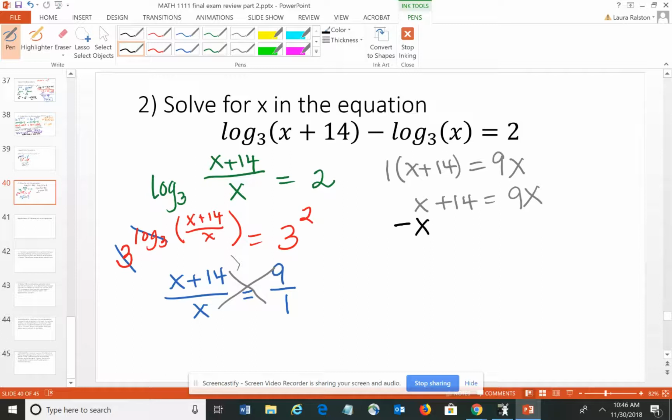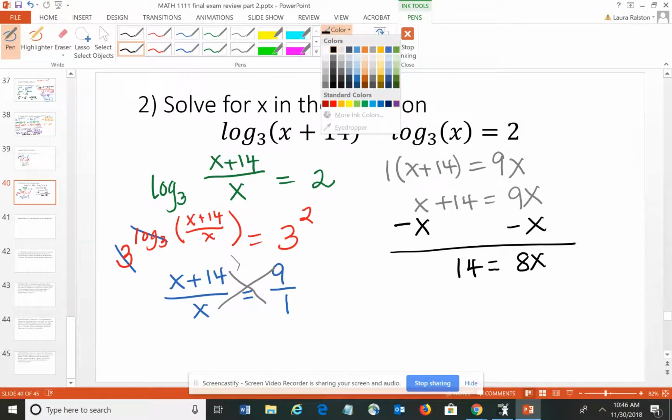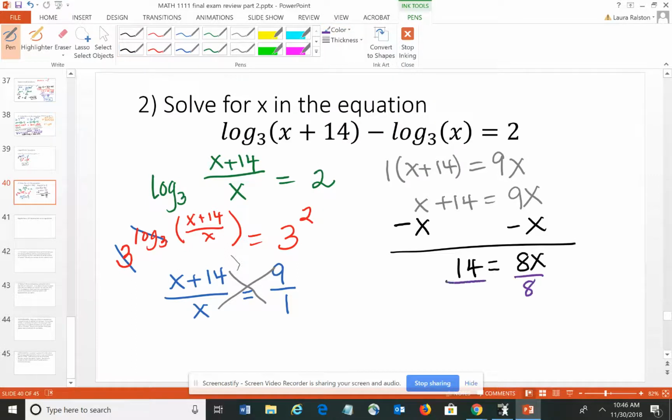So I have x plus 14 equals 9x, and I'm trying to solve for x. So subtract x from either side. So I have 14 equals 8x. I'm going to divide both sides by 8. So I have x equals 14/8, which simplifies to 7/4. So my answer would be 7/4.